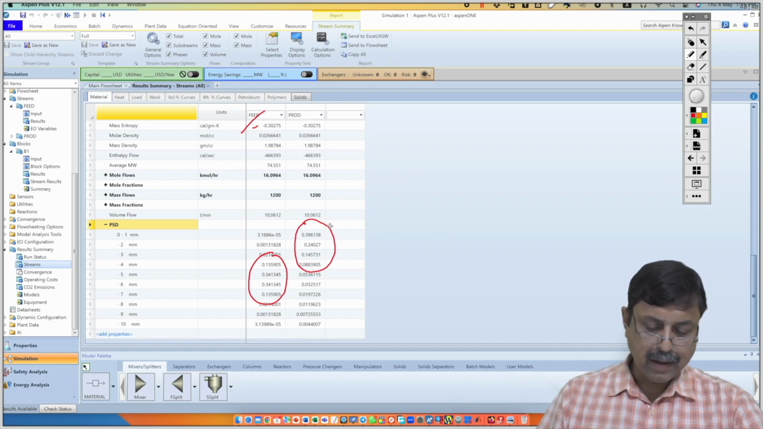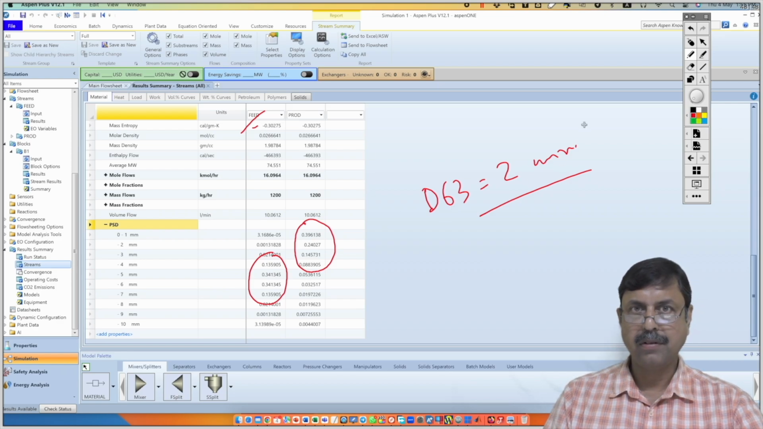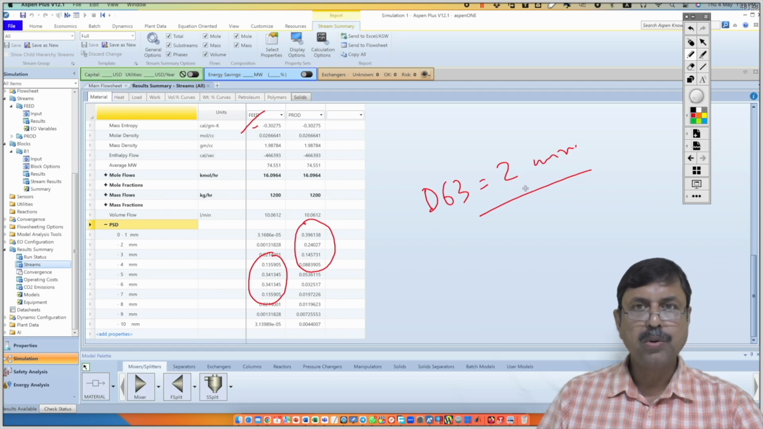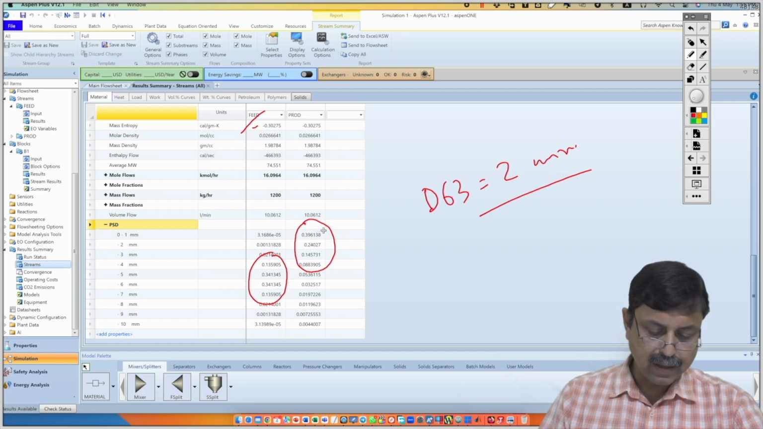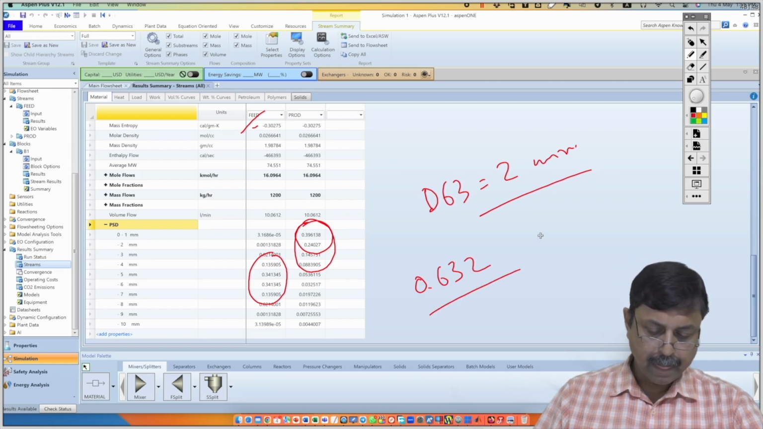So as we said that D63 is equal to 2 millimeter that we have set. That means 63.2% of the feed materials, they have come below 2 millimeters. So you can calculate over here. If you add these two numbers, it will be around 0.632. Okay. So that's how it is crushed.